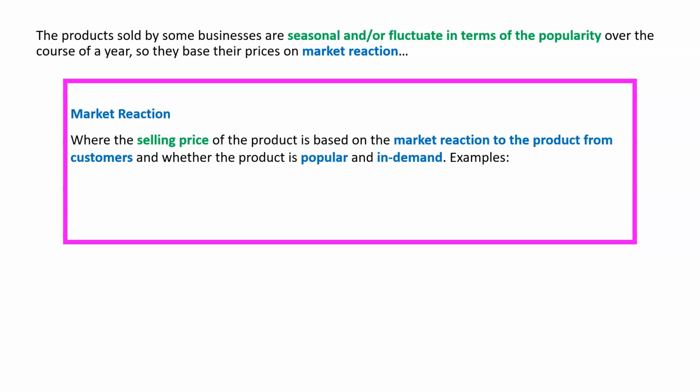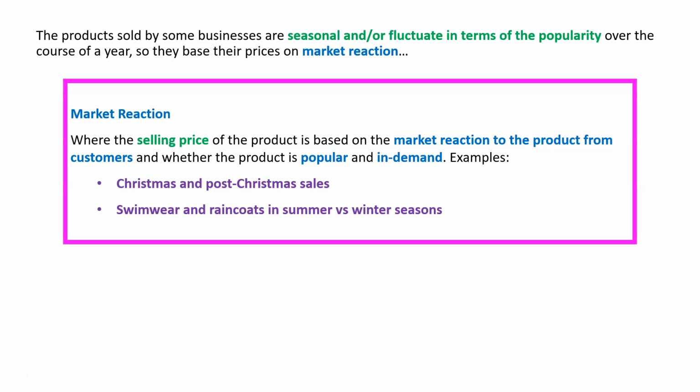So the selling price of the product is based on the market reaction to the product from customers and whether the product is popular and in demand. Some examples are you often see sales coming up towards Christmas, but also now Boxing Day sales post-Christmas. That's a great time to get a bargain because a lot of stock hasn't sold out before Christmas. So to get rid of it, the stores lower their prices.